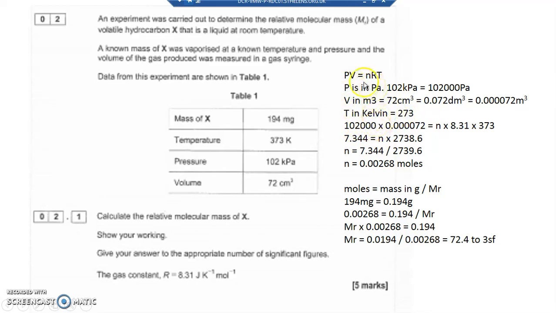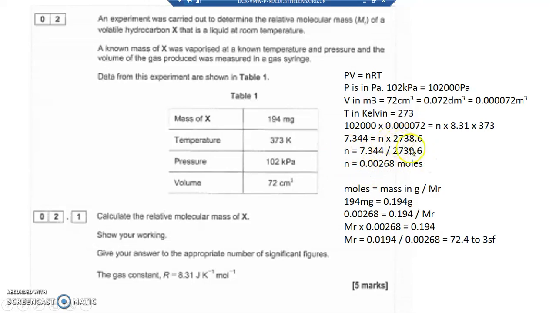So let's put these numbers in then. Pressure 102,000, V 0.00072 meters cubed. N is the number of moles, which I think we've got to find out. 8.31 is the gas constant, R, and temperature in Kelvin is 373. So if we multiply these out, it's always good to multiply out the numbers first on a calculator so you don't end up pressing the wrong buttons. 102,000 multiplied by 0.00072 is 7.344. Multiply these two numbers, 8.31 and 373, out, and you get 2738.6. Now n is 7.344 divided by 2738.6, and it comes out as 0.00268 moles.